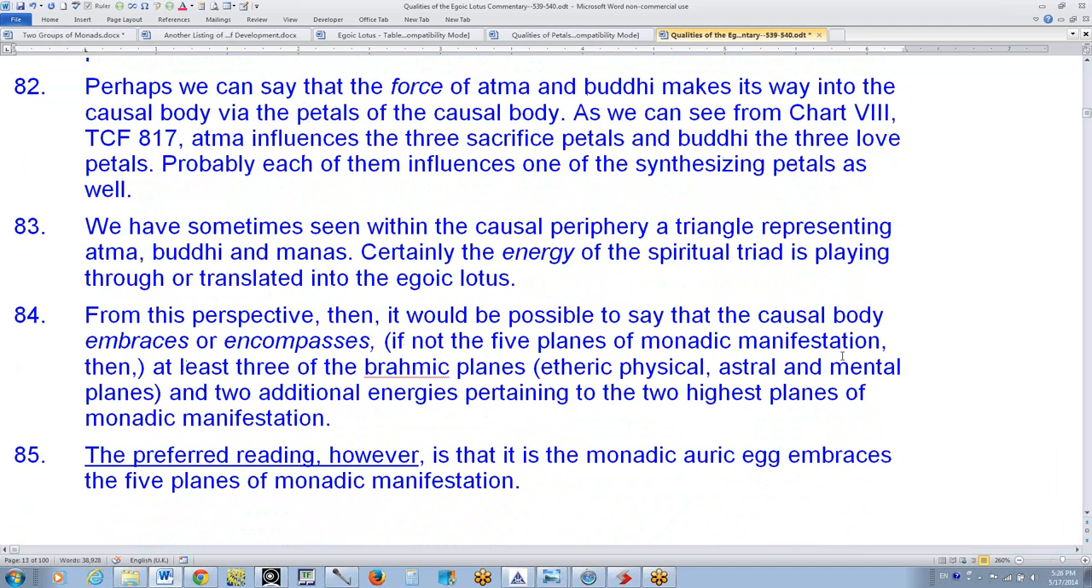But we have sometimes seen within the causal periphery a triangle representing Atma, Buddhi, and Manas. So certainly the energy of the spiritual triad is playing through the translated into the Egoic Lotus, but it's easy to resolve this.